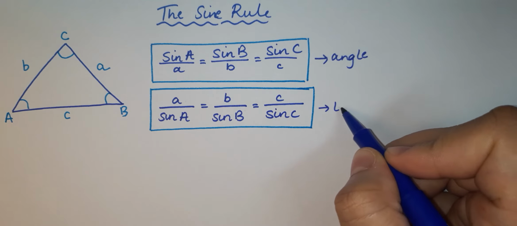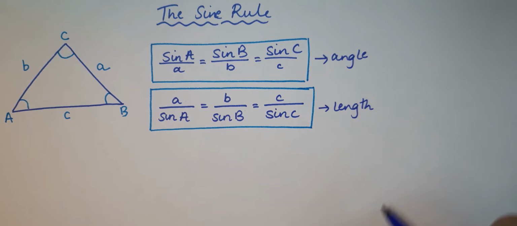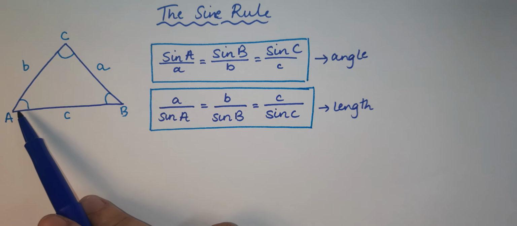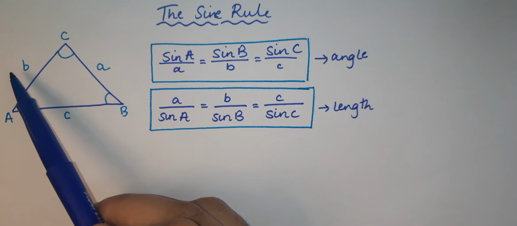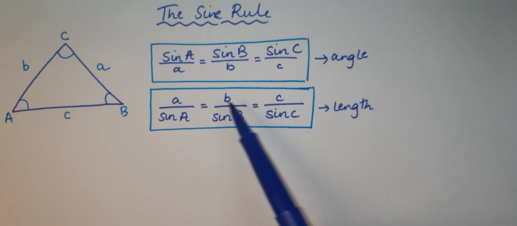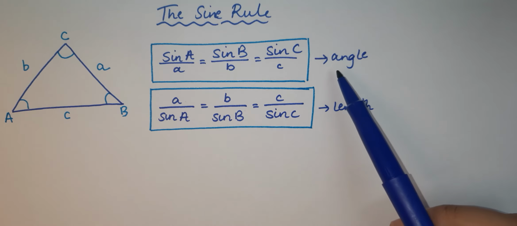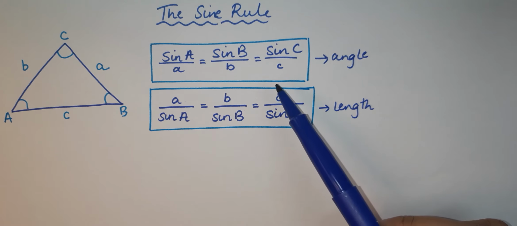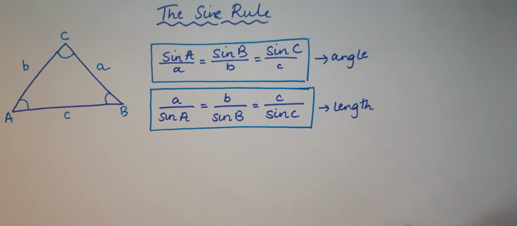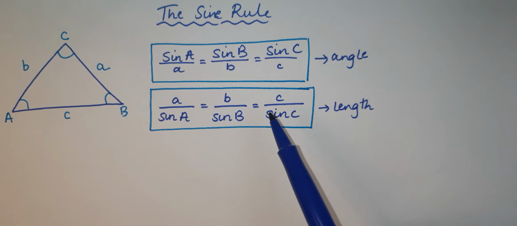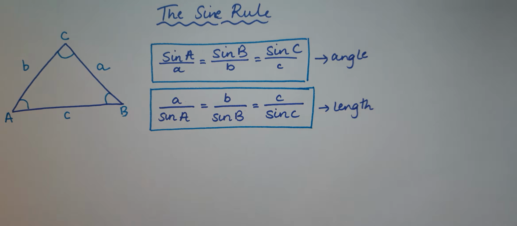And this one here is when you want to work out a length. So if you're given an angle and a length, and then an angle, and you want to find out another length, you would use this equation here, the second one. And if you wanted to find out an angle, you would use this one here. So I'm going to go through quickly two different examples of questions, one where you have to work out an angle and one where you have to work out a length, and then how to actually use these equations in each of those scenarios.